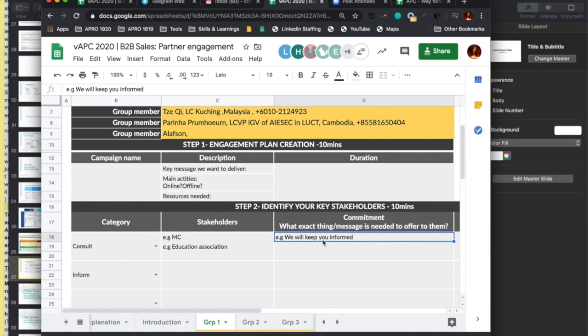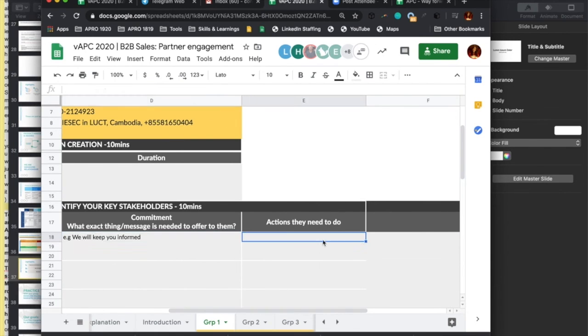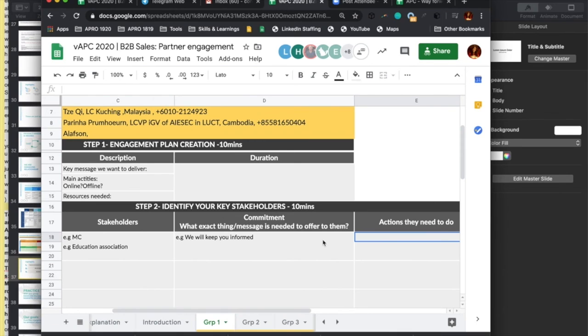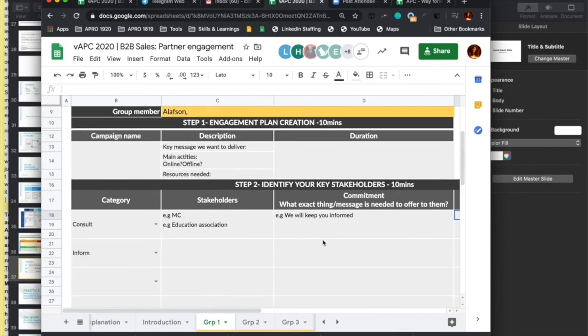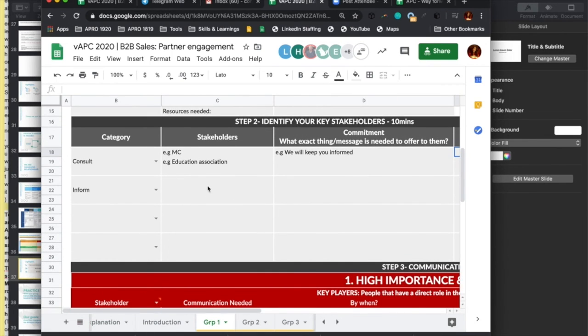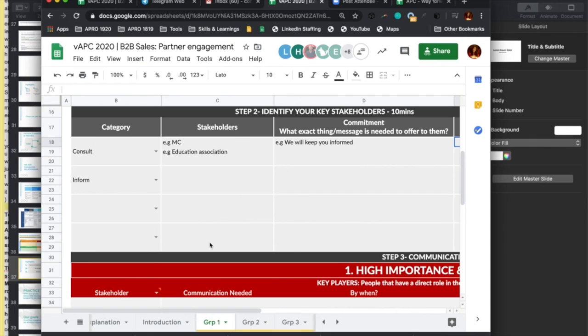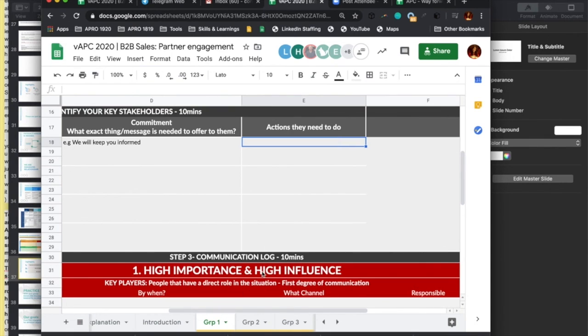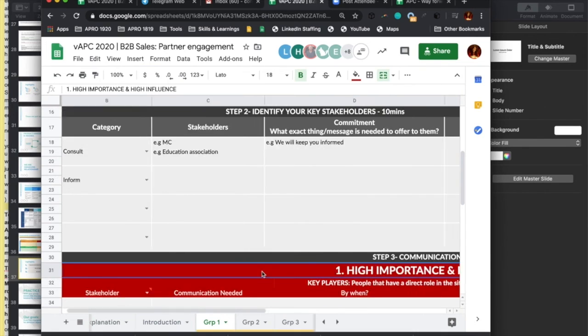Or if MC say you can do this, and then you can say we will keep you informed, and the actions they need to do, like they can support or give you some resources or contacts they have at national level. And then after that, for example, you break down all of the stakeholders, like you are having here, and then you can put, okay, so high importance and high influence.